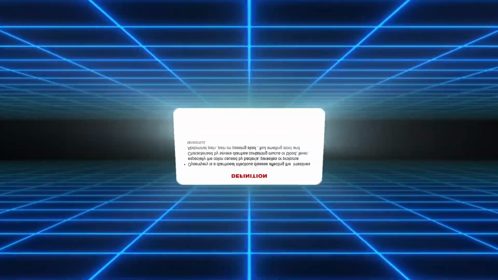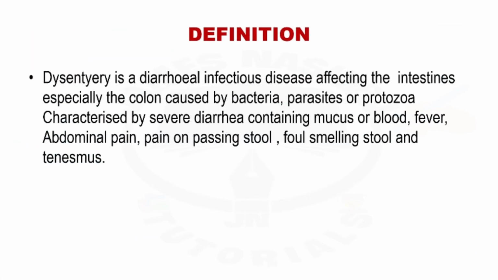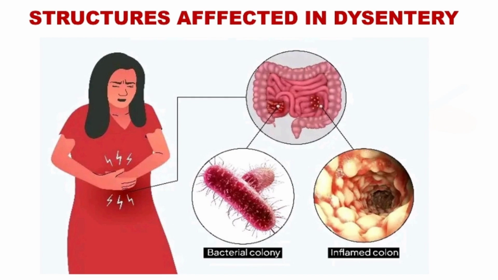Dysentery can be defined as a diarrheal infectious disease affecting the intestines, especially the colon, caused by bacteria, parasites, or protozoa, characterized by severe diarrhea containing mucus or blood, fever, abdominal pain, pain on passing stool, foul smelling stool, and tenesmus. So whenever we talk of dysentery, we need to have the picture of the intestines, because intestines are the ones that are affected.